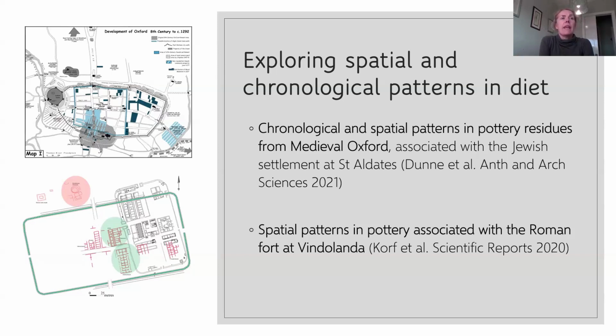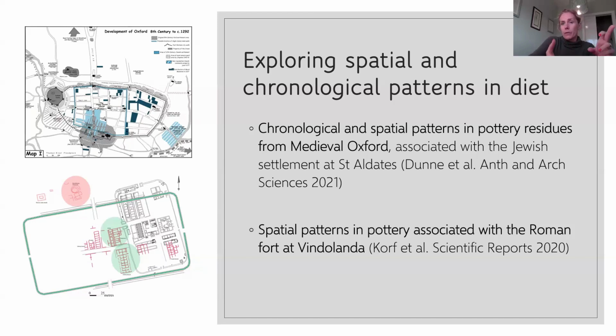So a couple of examples I give here would be some really nice work that was done by Julie Dunn in collaboration with Oxford Archaeology. And this was looking at pottery associated with the medieval Jewish quarter at St Aldate's in Oxford. An assemblage of pottery was analysed from that location, but then also compared with pottery from the same location but earlier, so preceding the medieval Jewry, and then also from a contemporaneous site from Oxford, but outside of the Jewish quarter.